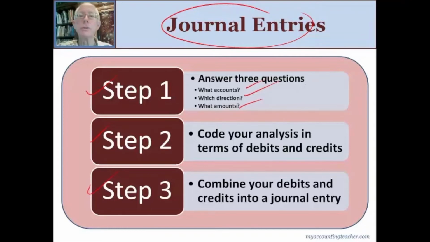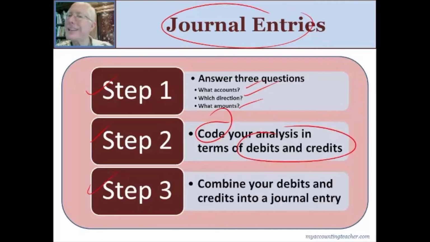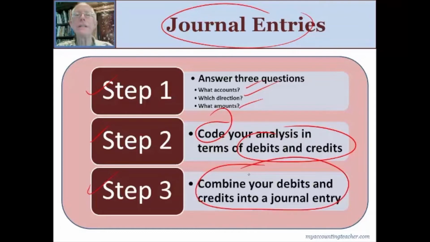1, 2, 3. Once we've got that done, we use the code of debits and credits, which we're getting pretty good at, I think, now. And finally, we just combine it into that accounting sentence that summarizes exactly what happened in the journal entry, with the debit first, the credit second, with the credit label and the amount indented a little bit. Those are the 3 steps.